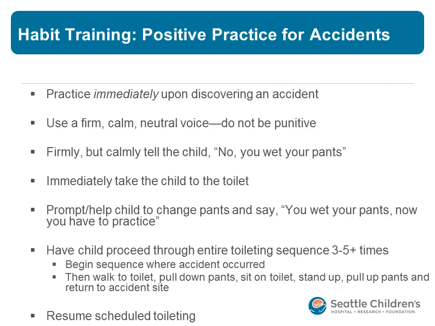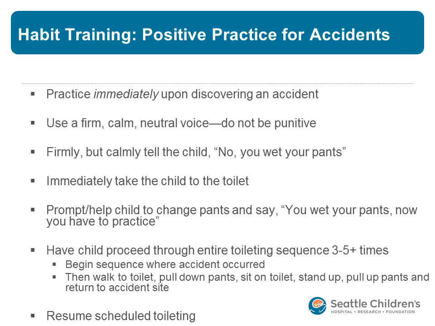Positive practice for accidents. This is a point that is so important. I cannot emphasize positive practice enough. This is the way that we teach kids that accidents are not the desired behavior. So positive practice has to happen immediately upon discovering an accident, which is part of why an adult needs to be really closely monitoring the child. Somebody needs to be there and be aware as soon as the child starts voiding anywhere other than in the toilet, because you want to initiate this procedure instantly, even sometimes while they're still voiding. Just like how reinforcement needs to be really immediate, this needs to be really immediate.